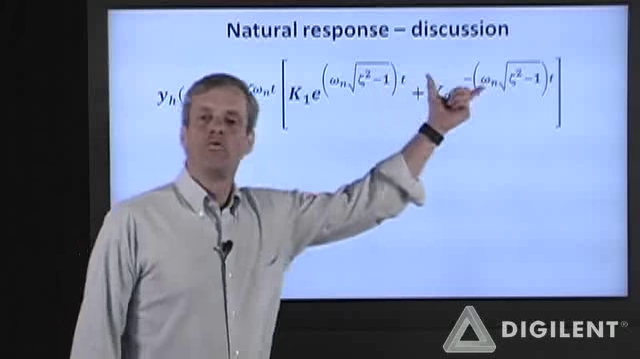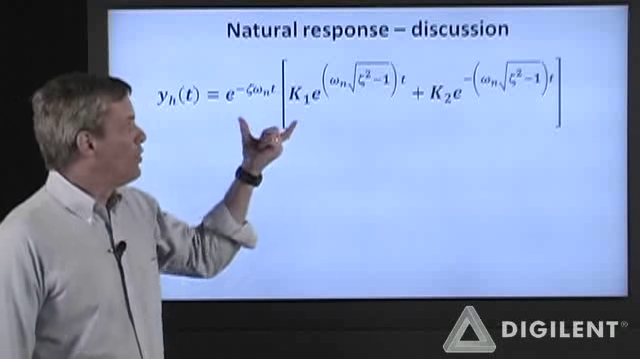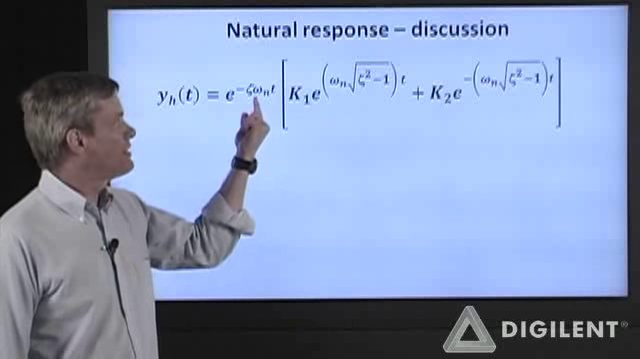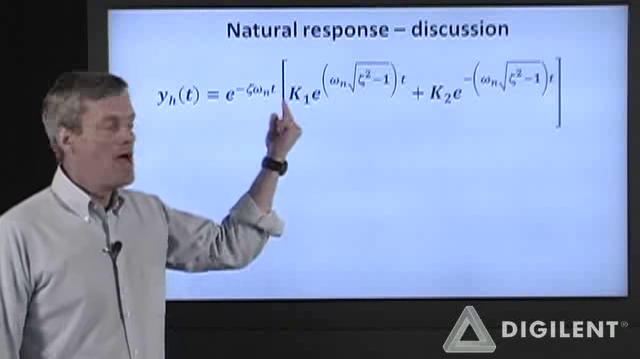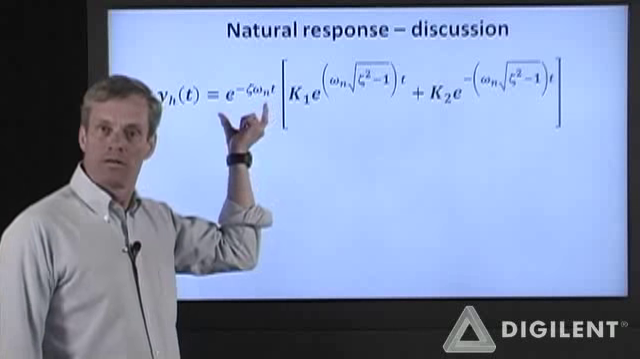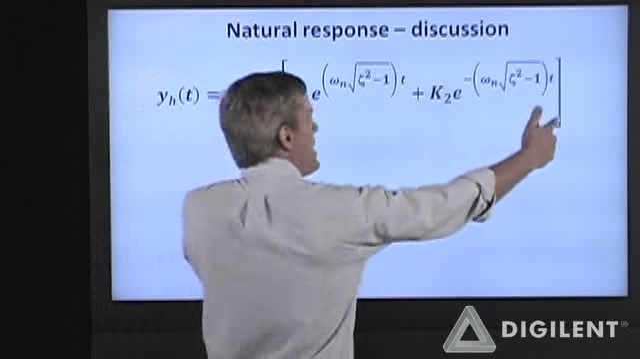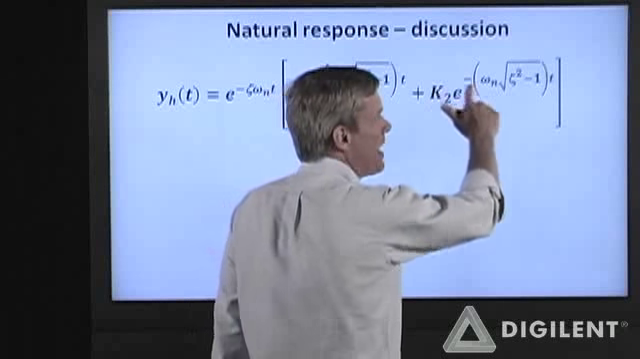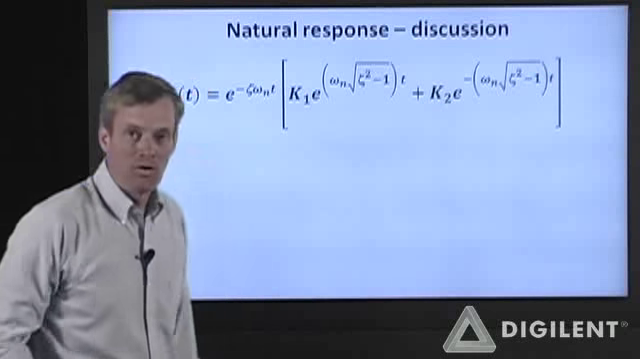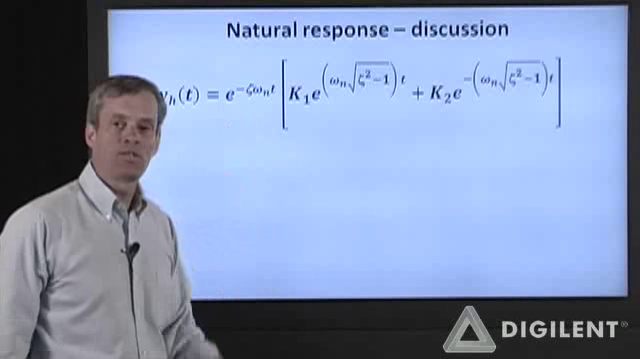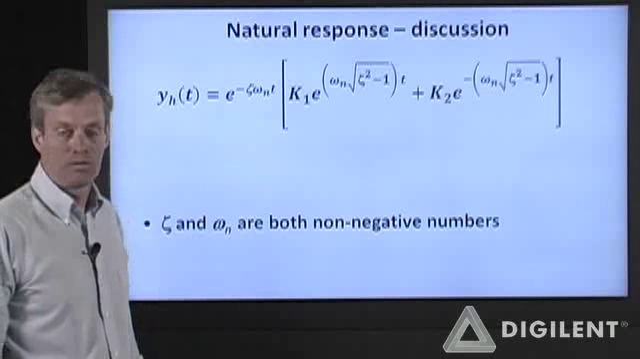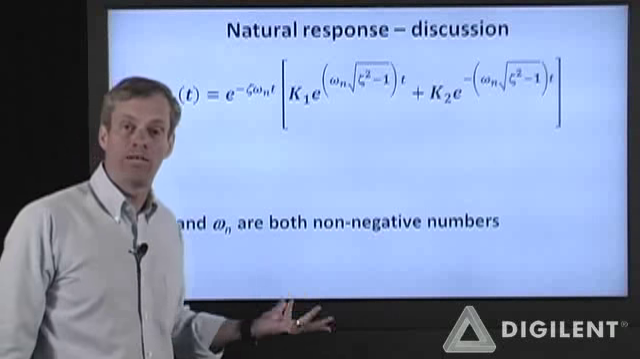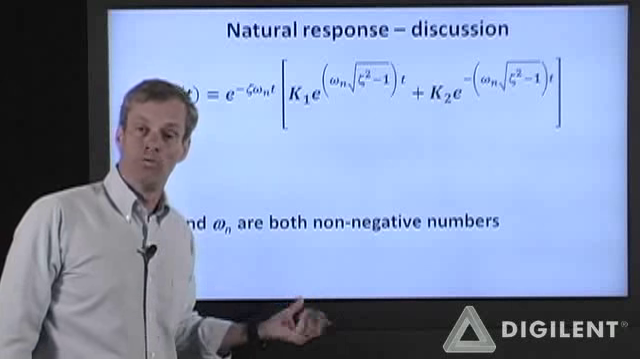Now let's take a look at the form of this solution again. Both of the terms that we're multiplying k1 and k2 had this e to the minus zeta omega n t in them. I can pull that out, factor it out, and just retain the k1 times e to this plus k2 e to the minus this. Remember that omega n and zeta are both positive values. They can't be negative physically. You cannot have a negative value of zeta or a negative value of omega n.